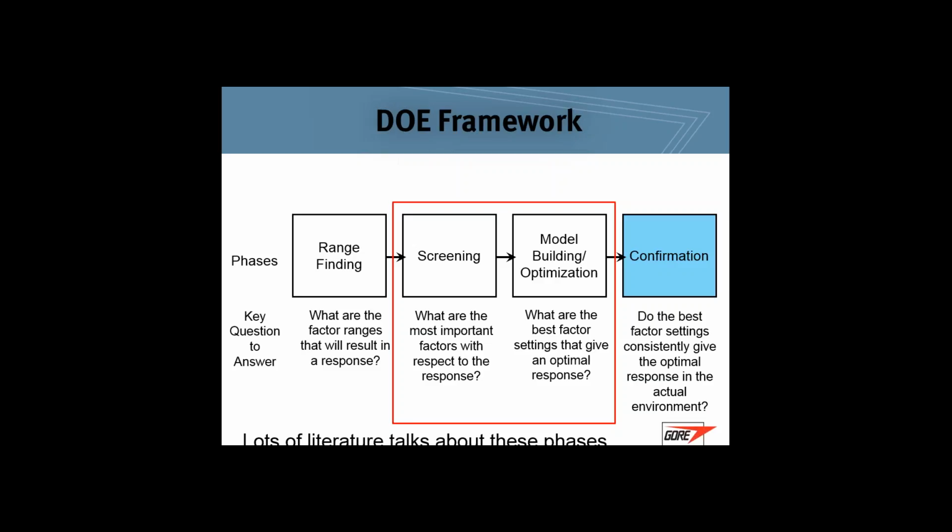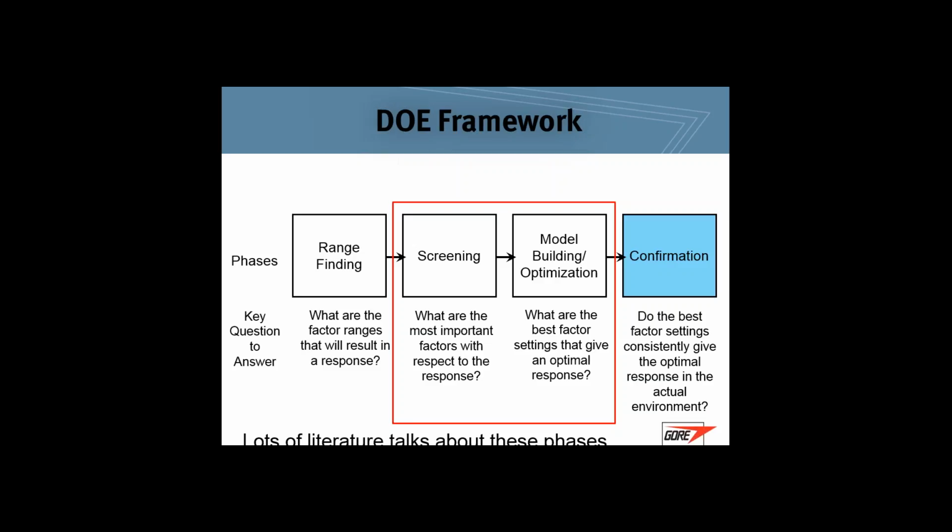And then those screening experiments lead to some follow-up experiments, oftentimes a response surface type experiment, maybe a central composite design or a Box-Behnken design, maybe some optimal design. The goal there being to develop a model to describe the relationship between the factors of interest and some response.